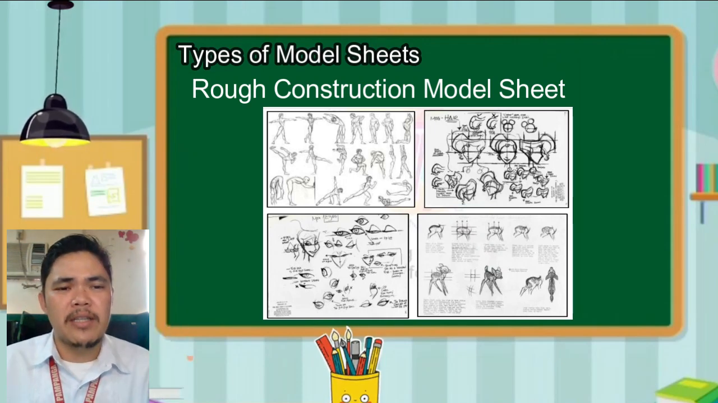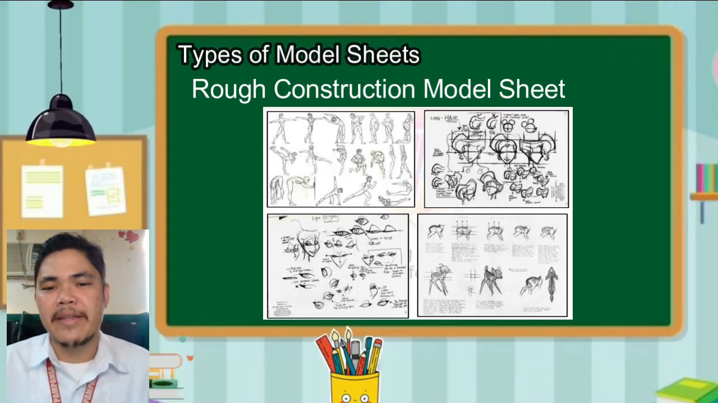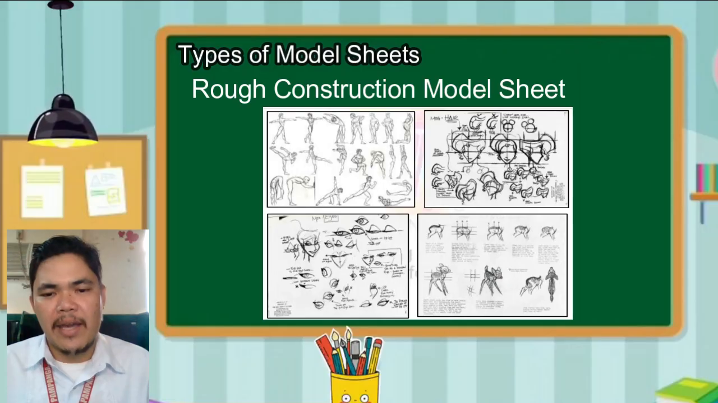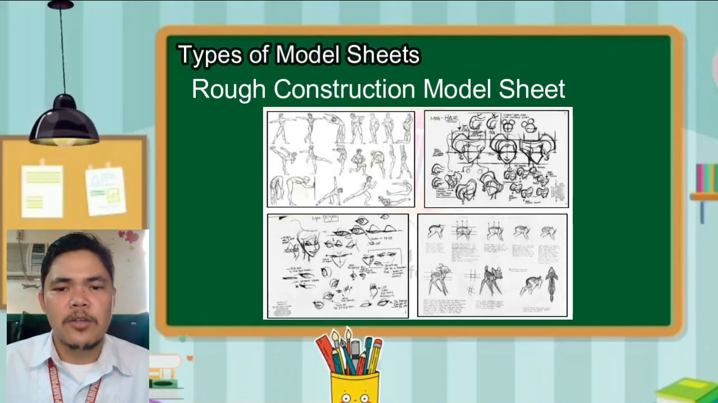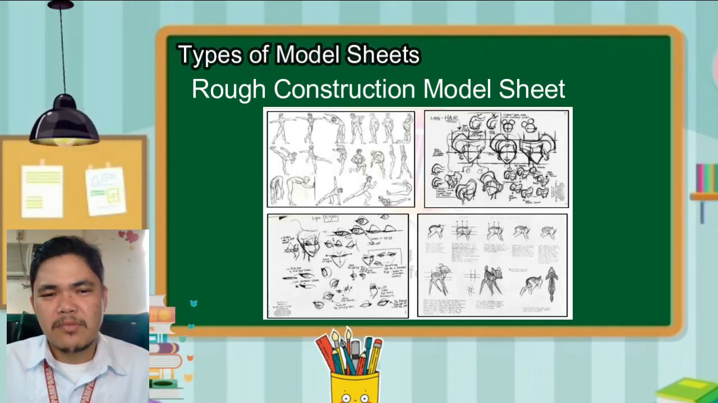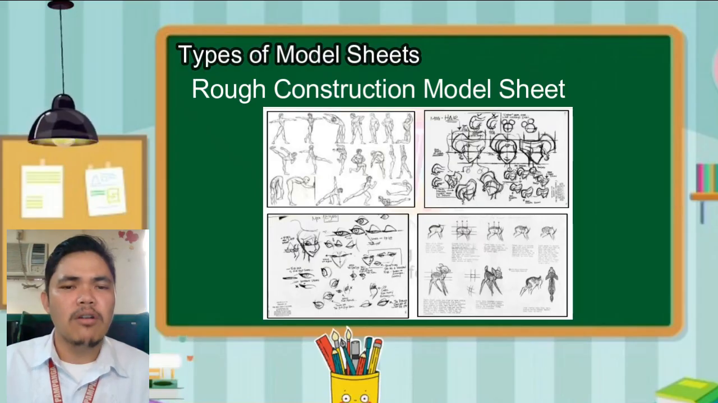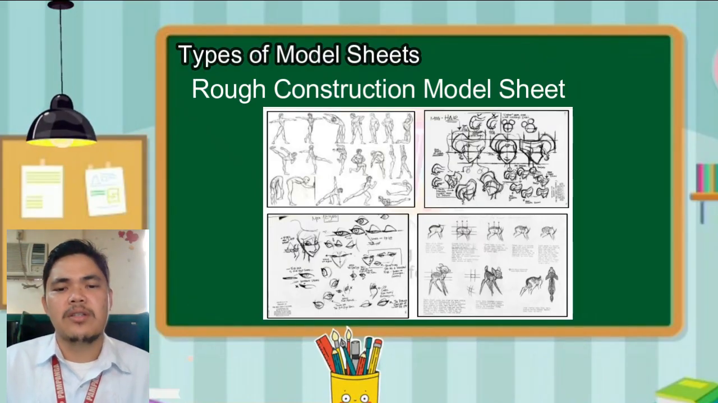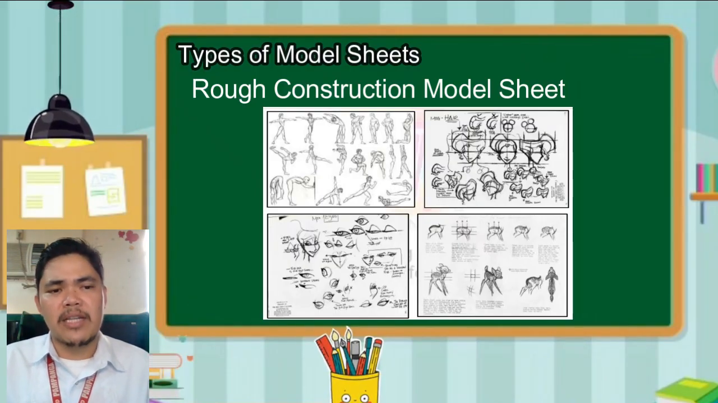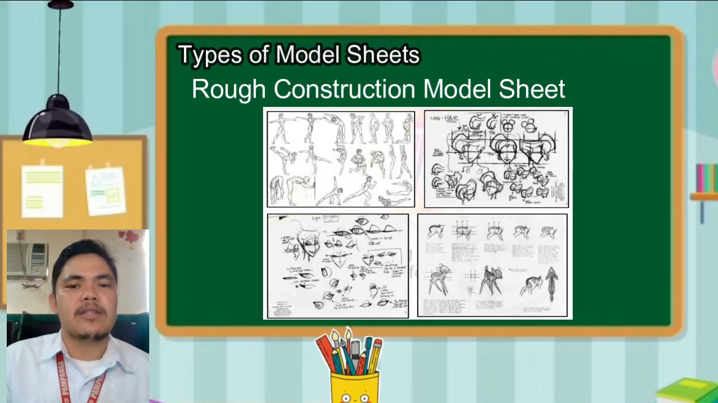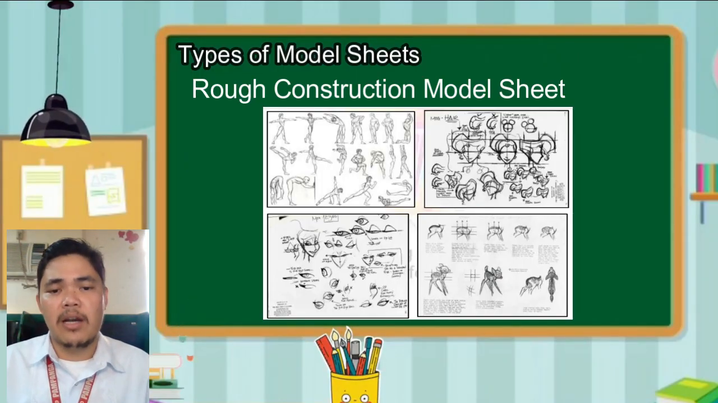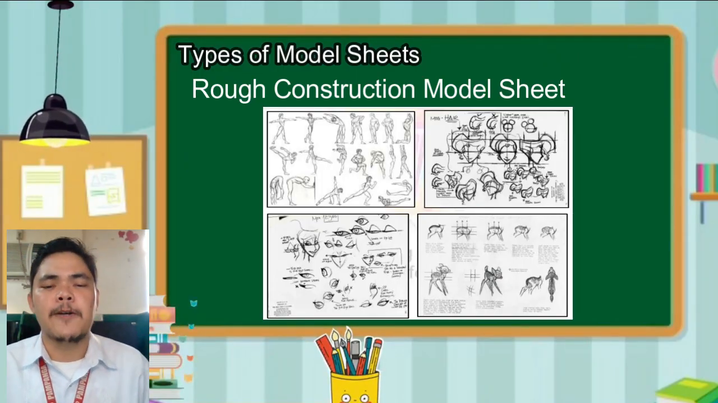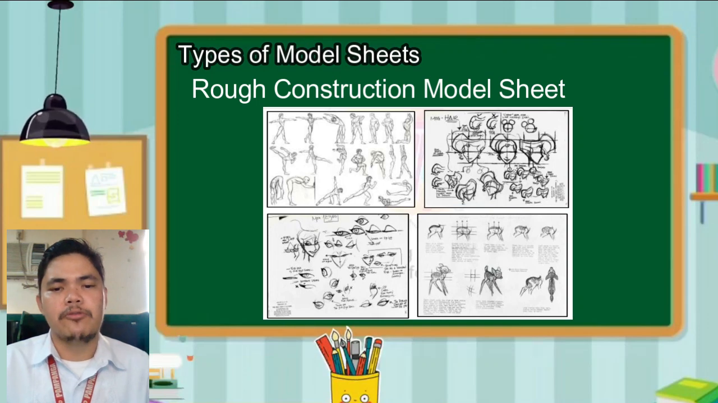That's why yung tinatawag natin na rough construction model sheet is napaka-importante, no? Because this one focuses on the different movements. Okay? Yung angles, ano pa? Yung mga hair, no? Yung mga buhok, yung mga directions. Okay? So kaysa 2D, importante rin to, no? Yung rough construction model sheets. Just like shown in our, kung makikita natin dito sa ating example sa board.